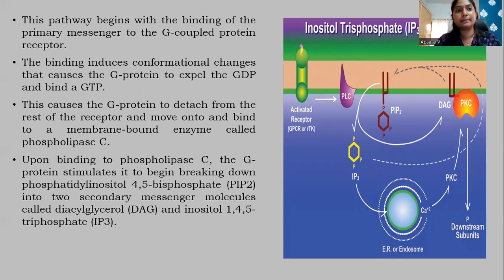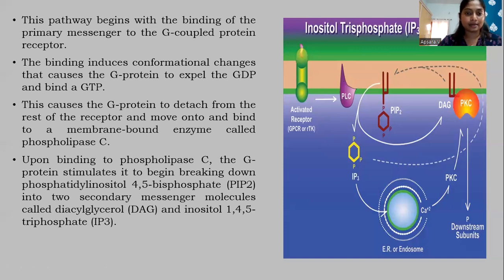This pathway begins with the binding of the primary messenger to the GPCR. This binding induces conformational changes that cause the G protein to expel GDP and bind a GTP. Here you can see the angiotensin receptor receiving the signal, because the moment it binds the primary messenger, there's a conformational change that releases GDP and it binds a GTP. This causes the G protein to detach from the rest of the receptor and move on to bind to a membrane-bound enzyme called phospholipase C. PLC is nothing but phospholipase C. So it will go and bind to PLC.